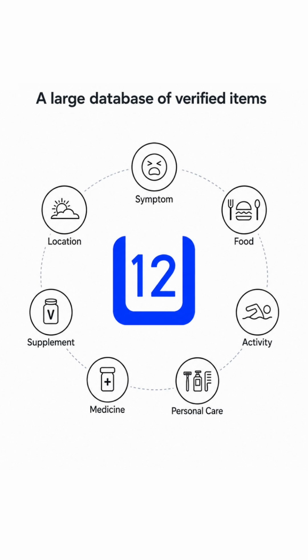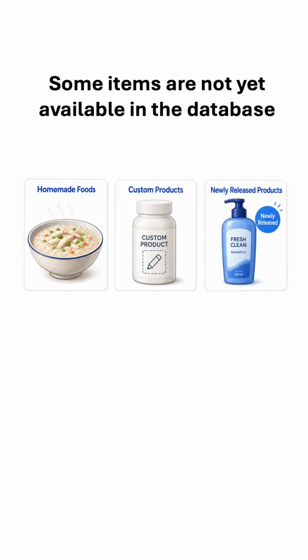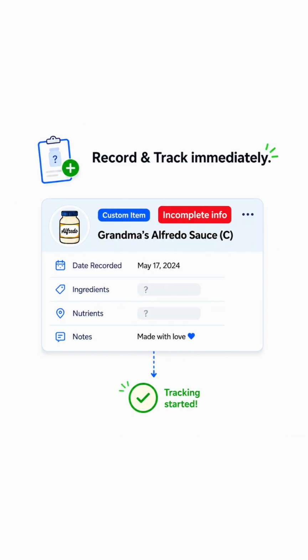The 12U12 database contains a large collection of verified items across all data categories. We continue to add new items as their information is verified for accuracy. However, some items are not yet available in the database, especially homemade foods, custom products, and newly released products. To handle these situations, 12U12 allows users to create custom items. Custom item lets you record and track an item immediately, even when complete information is not yet available.